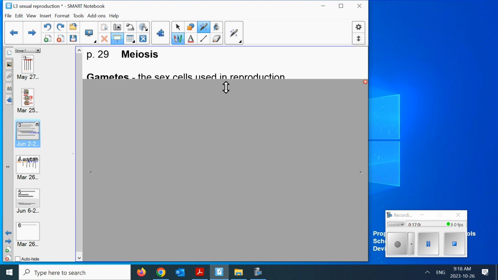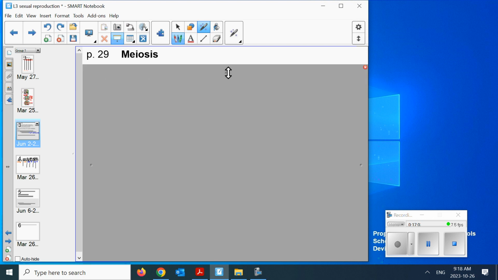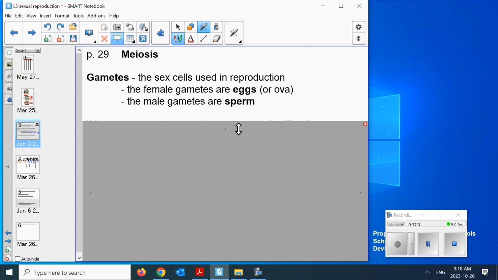Okay? So there's something called meiosis. We talked about mitosis. Well, we're going to talk about something called meiosis, and it's related. So put down page 29, meiosis, and we're going to jot a few things down before we get too far in your notebook. Okay, so the first thing you're going to jot down, you know where it is. The word gametes, and we read this the other day, but I didn't have you copy it out, so now I am.